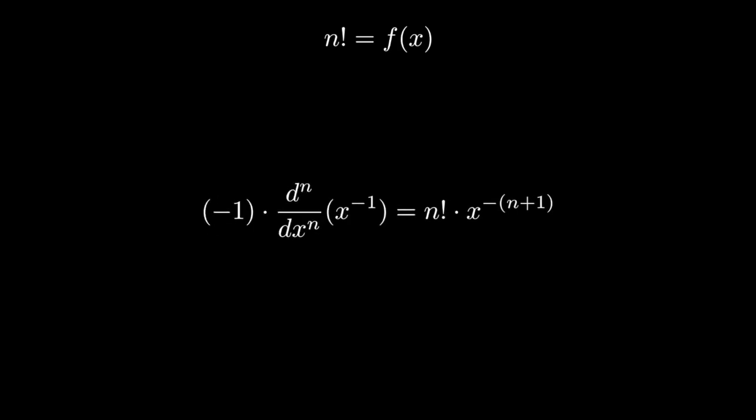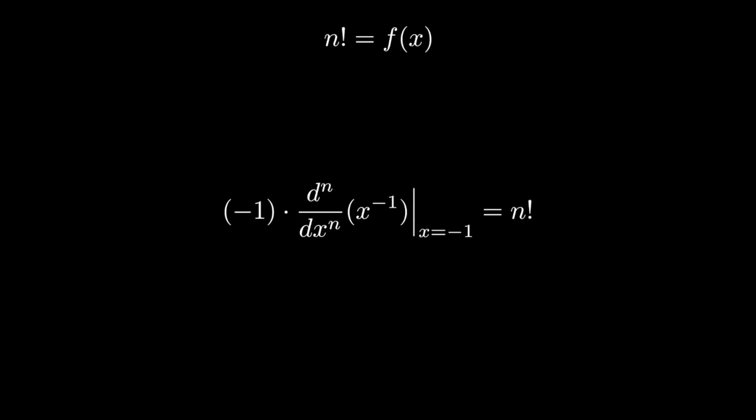Let's simplify it by multiplying both sides with negative 1 and substituting x with negative 1. This leads to only n factorial. The only thing we have to do is find an equation for 1 upon x.